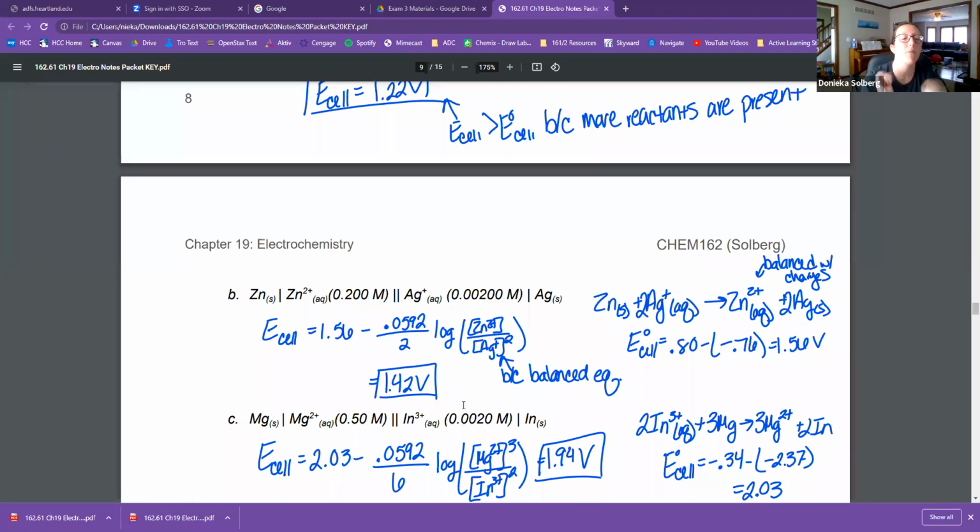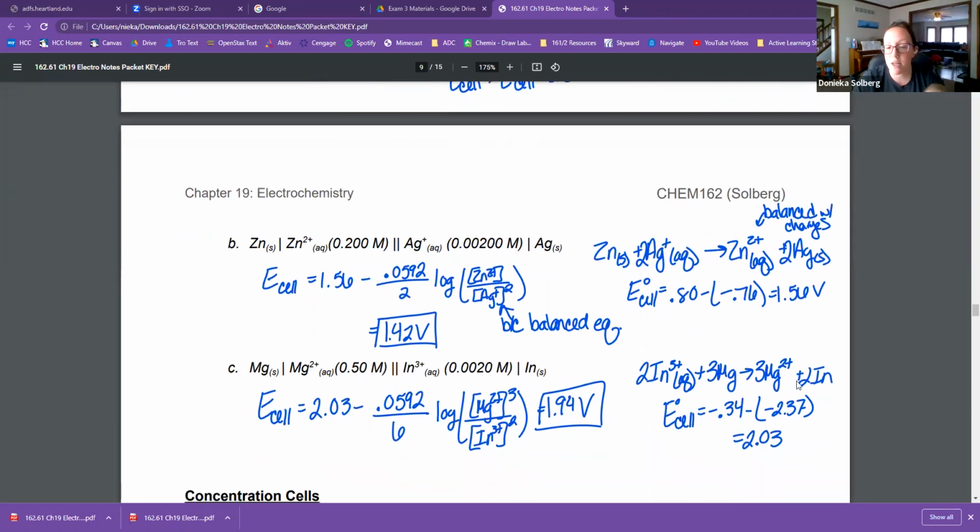Okay, try again, one more time. For C, it's just a more complicated balancing. Make sure you balance the equation. Okay, so this is my balanced equation. I actually have 6 electrons being transferred, so the value down here was 6. It's magnesium cubed over indium squared. So you do have to use those values when you're calculating. You should get 1.94 volts.